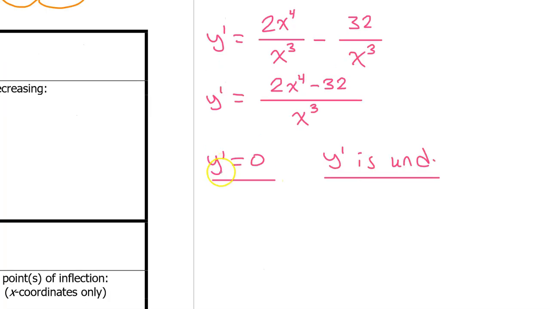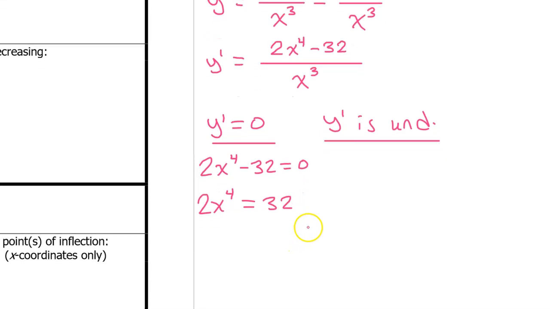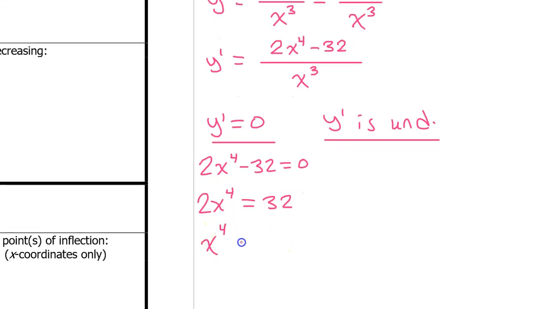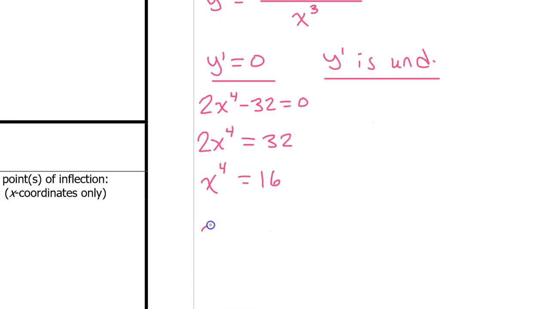Now we can find the critical values of y, where y prime is equal to 0 and where y prime is undefined. A fraction will equal 0 when the numerator is equal to 0. So y prime will equal 0 when 2x to the fourth power minus 32 is equal to 0. Adding 32 to both sides, we have 2x to the fourth power is equal to 32. Dividing both sides by 2, that's x to the fourth power is equal to 16. Taking the fourth root of both sides, that's x is equal to plus or minus 2.